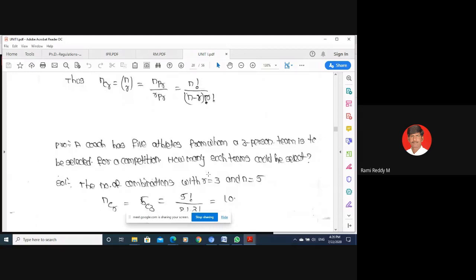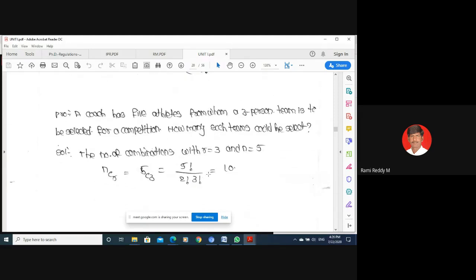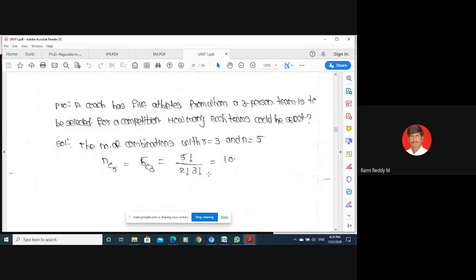The problem regarding combinations. The coach has 5 athletes from whom a 3-member team is to be selected for a competition. How many such teams could he select? The number of combinations with r equal to 3 and n equal to 5 is nCr equal to 5C3 equal to 5 factorial divided by 2 factorial into 3 factorial, that is equivalent to 10.